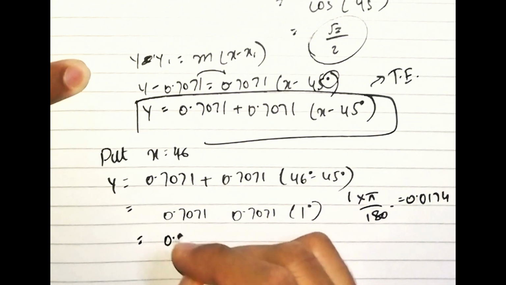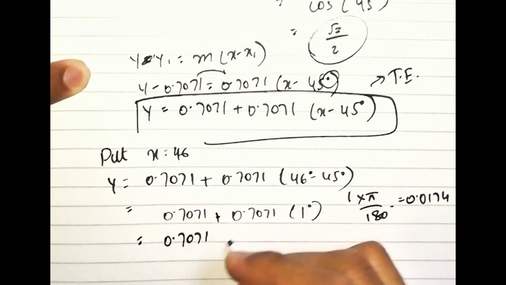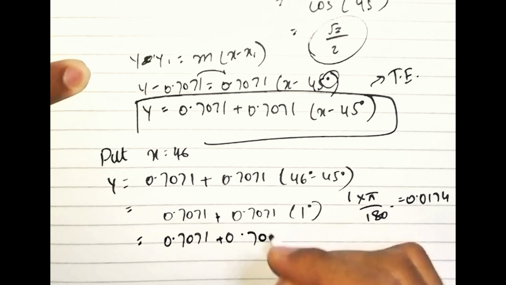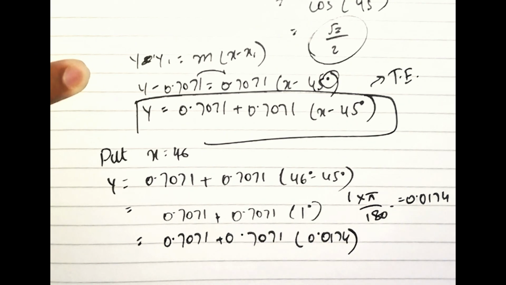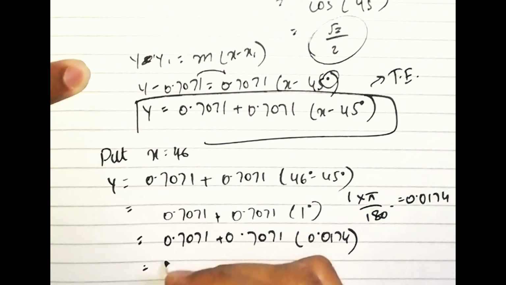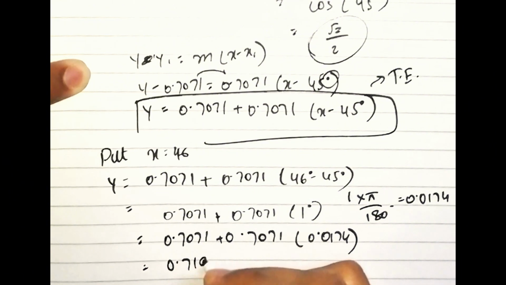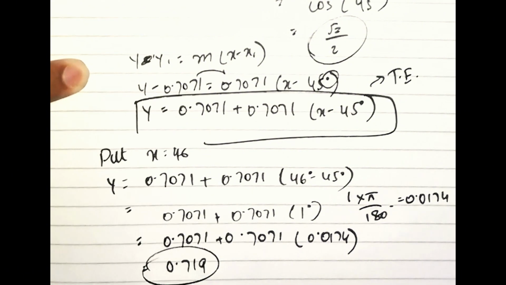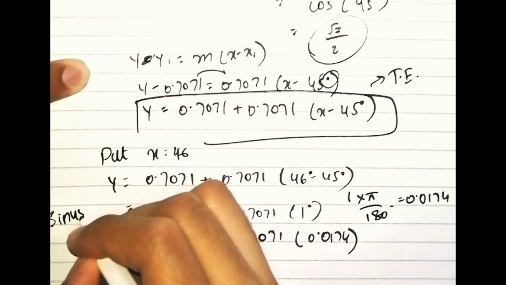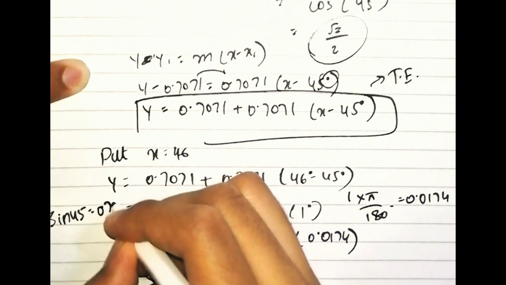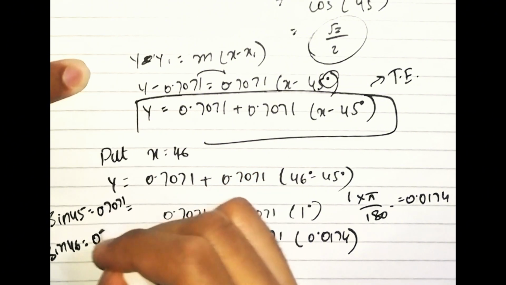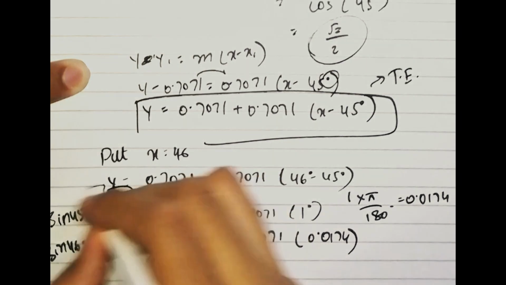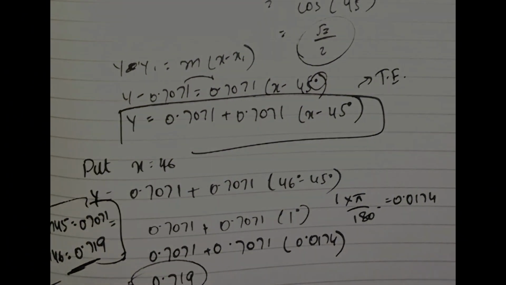Okay, so we have 0.7071 plus 0.7071 multiplied by 0.0174, which is the value of 1 degree in radians. So this is 0.719, which again makes sense because sine 45 is 0.7071 and sine 46 degrees is 0.719. Okay, so I hope you understand the linear approximation theorem.